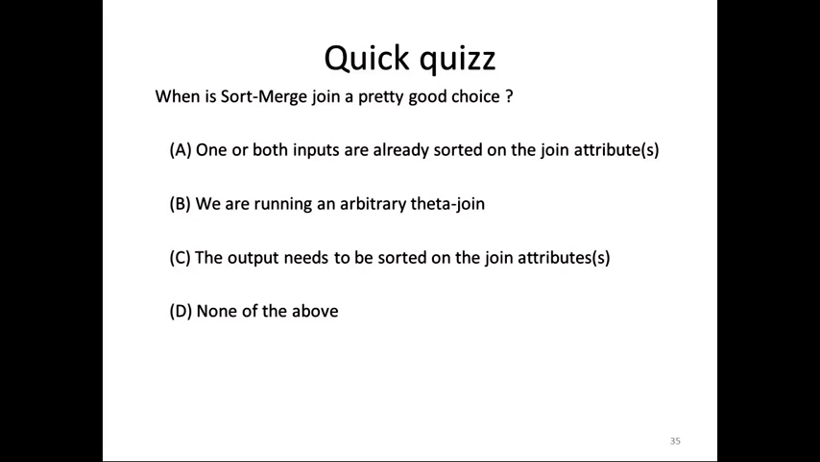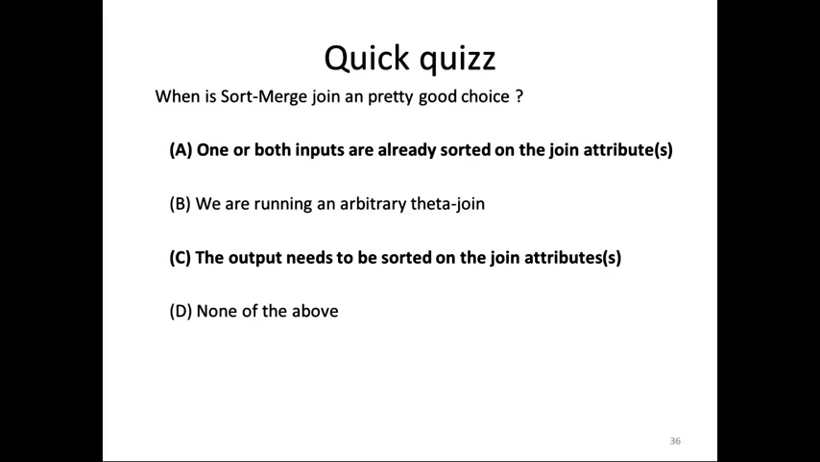Is A true, for instance? C is obviously true, and it was the topic of our discussion just before. If the output needs to be sorted on the join attribute, then sort merge join may be a good idea. A is also true, of course, because if one or both of the inputs are already sorted, then we don't have to pay for the sorting. We don't incur the cost of sorting, and therefore the overall cost will be more interesting. So here, indeed, A and C are the right answers. Obviously, sort merge join works only for equality joins, so not for arbitrary theta joins. And therefore, that's the explanation here.